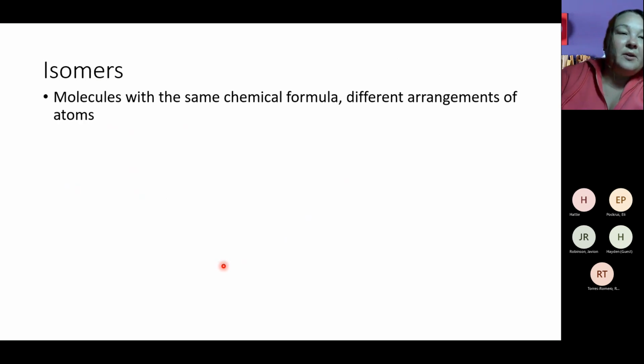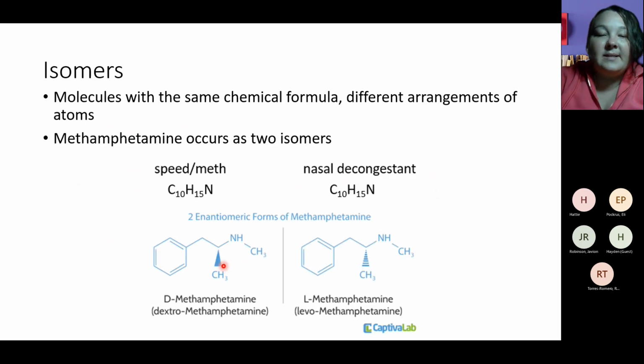Isomers, here's a vocabulary word. Isomers are 2 molecules with the same chemical formula, but their atoms are arranged differently. This is a great example, methamphetamine. One isomer is speed and the other isomer is a nasal decongestant.